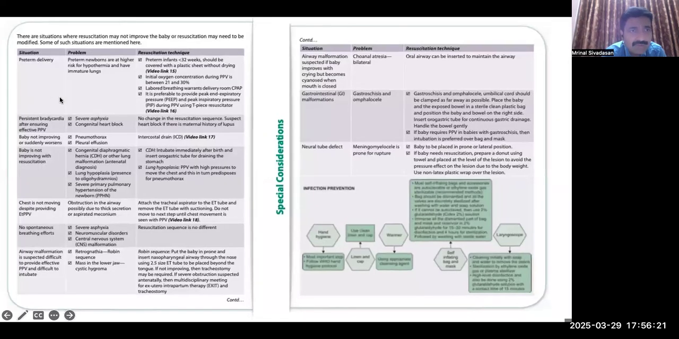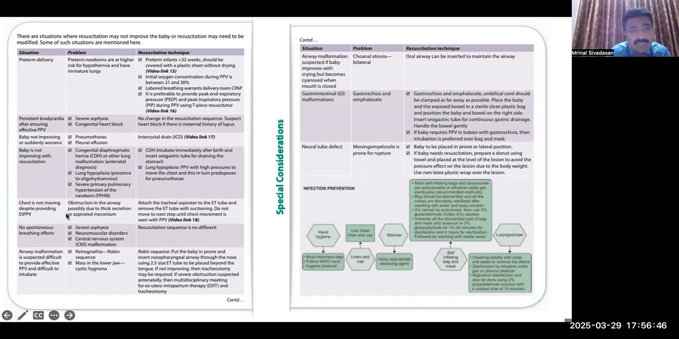So these are the various special situations. One is the preterm, which we have already discussed. Persistent bradycardia despite effective ventilation can be severe asphyxia or congenital heart block. Not improving and sudden worsening can be a lung problem like pneumothorax and pleural effusion. Not improving with resuscitation can again be diaphragmatic hernia, lung hypoplasia, PPHN.